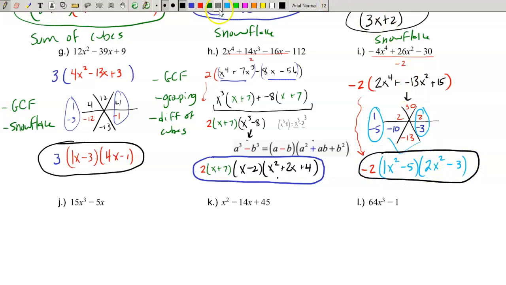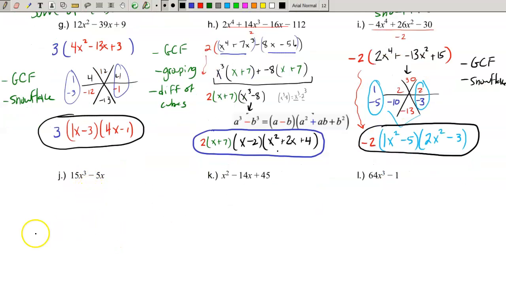So that's it. And then the strategies here, we used GCF, and then we used Snowflake for the strategies. All right, last row here. Okay, Jay, hopefully you're getting better and better at these problems.